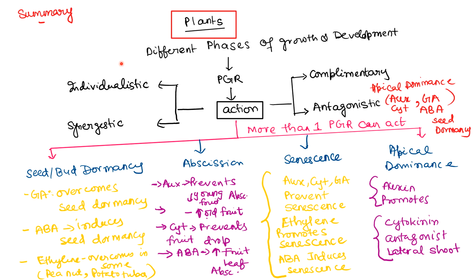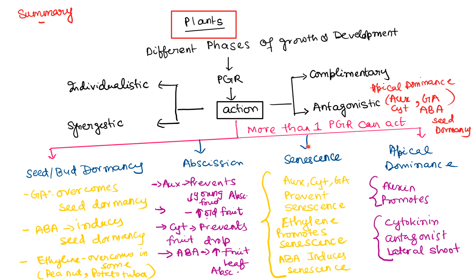So let us summarize the different plant hormones here. Plant hormones are produced in different phases of growth and development. They can perform individualistic action, that is, only a single hormone can act for a physiological response, or they can act synergistically, like 2 or more hormones combining to produce a physiological response. Otherwise, these PGRs can also be complementary or act in synchrony with each other, or positively impact each other, or they can also negatively impact each other.